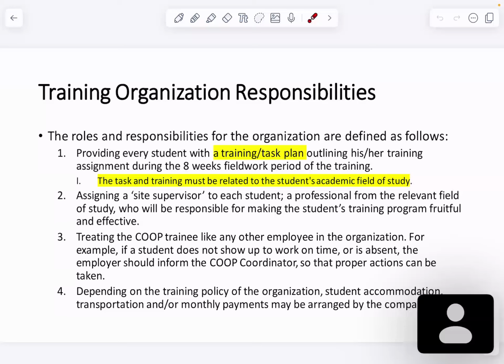Then accommodations and these things should be arranged by the company, so we don't have any policy or any force about these things. So it should be arranged between you and the company.